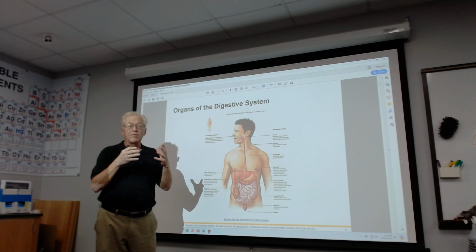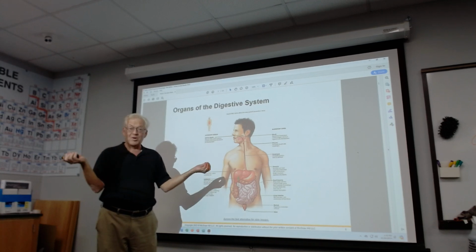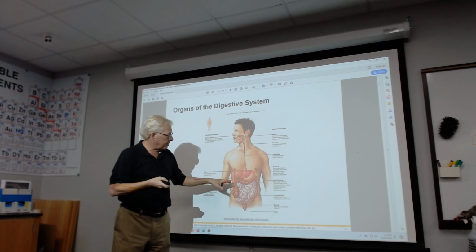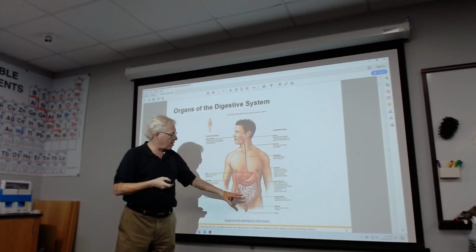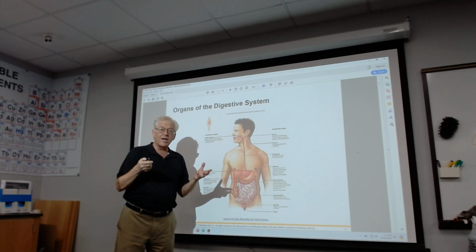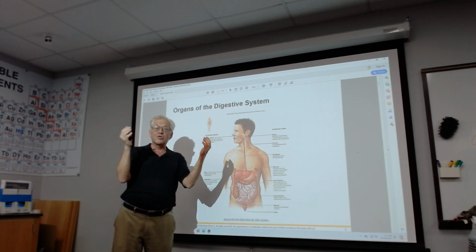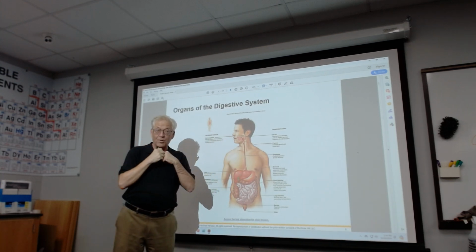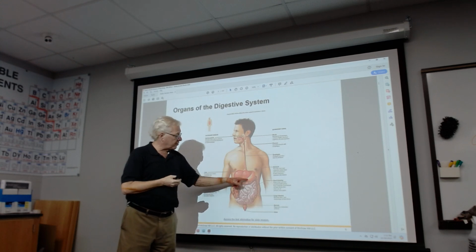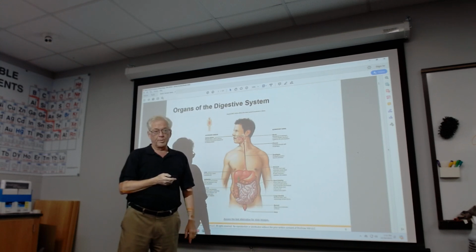But everybody else is accessory. They're helping. The food doesn't go through them, but they're helping digest. Your salivary glands, your teeth, your liver, gallbladder, and pancreas, which is hiding behind the stomach. Those guys are adding their juices and their enzymes in order to help break down the food that's going down the tube. Cool beans? Okay.